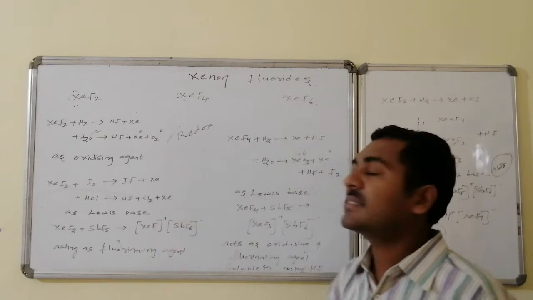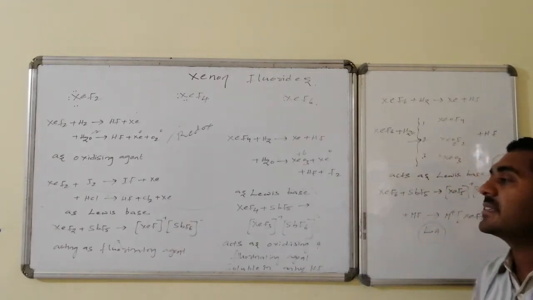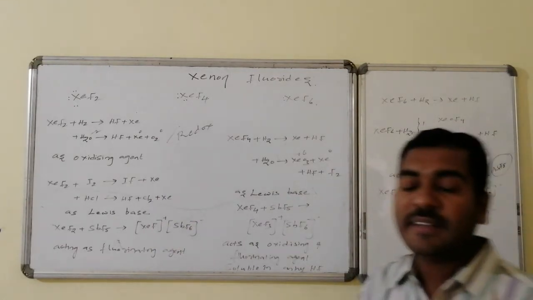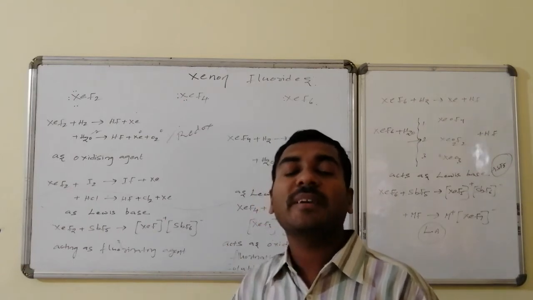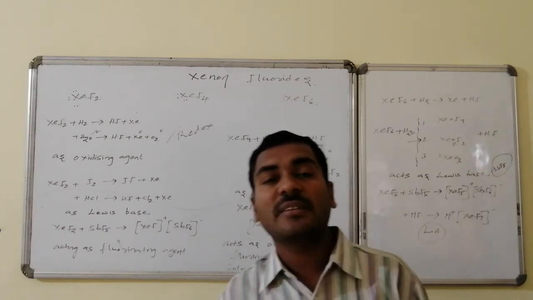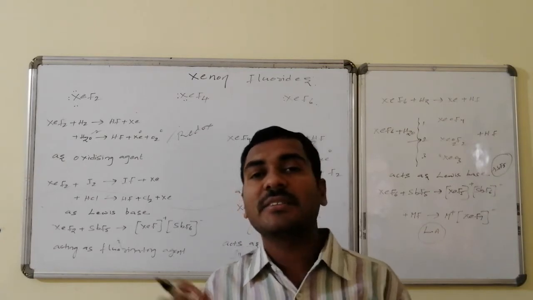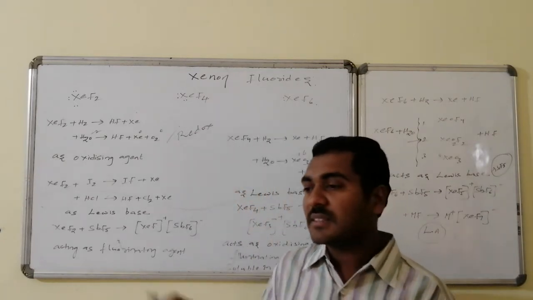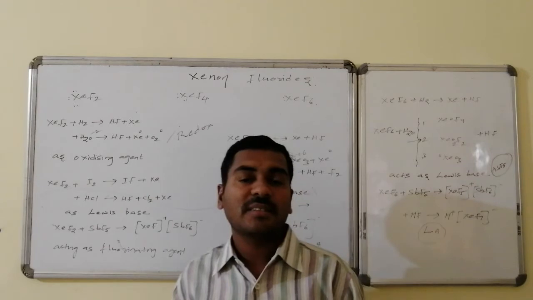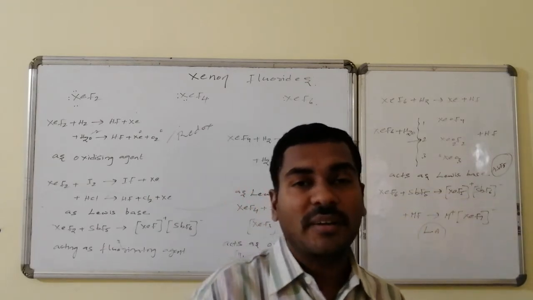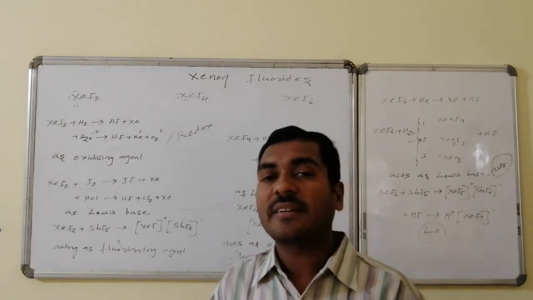Here we looked at this. It is acting as oxidizing agent, it is acting as fluorinating agent, it is acting as Lewis base, it undergoes reaction with hydrogen, it undergoes reaction with water, undergoes hydrolysis and leads to the formation of oxygen. These are the chemical properties related to xenon difluoride. Let us go for the xenon tetrafluoride.